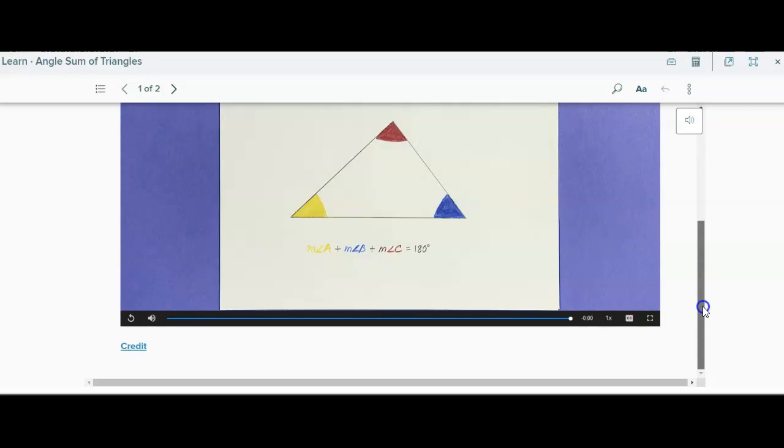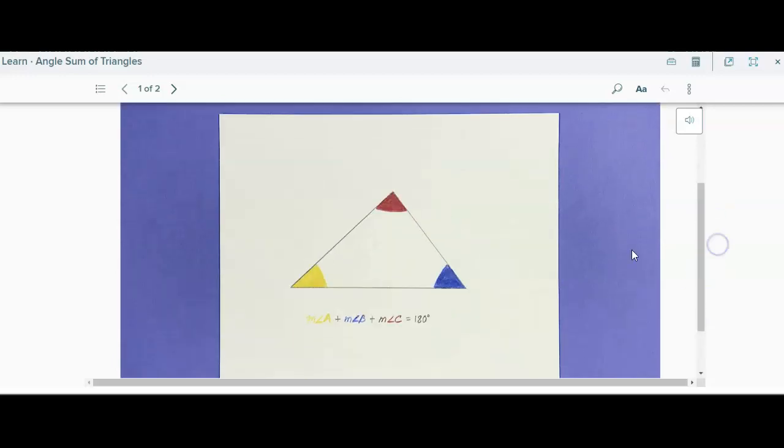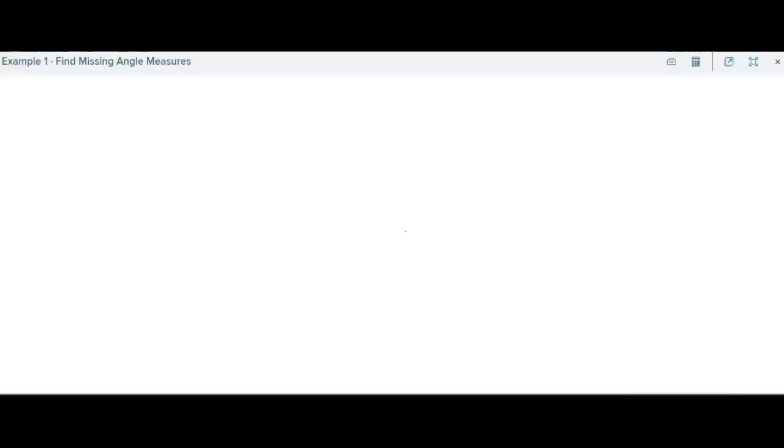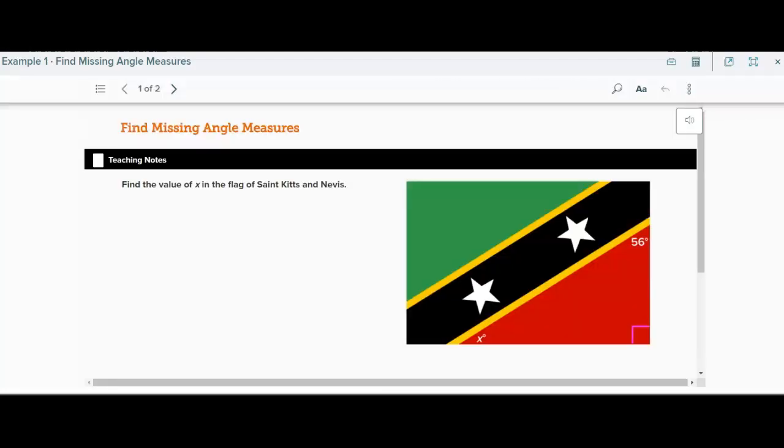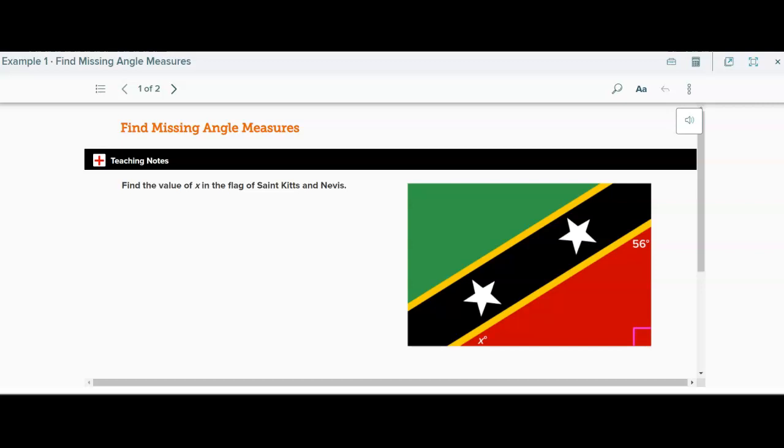So that's important to know, is that the sum of the measures of all three angles for any triangle will always add up to 180 degrees. So if you want to find the missing angle, if you know two angles in a triangle and you want to find the missing one, so here's a triangle, the red part here, we want to find the value of x.